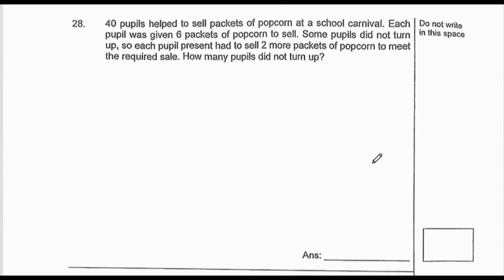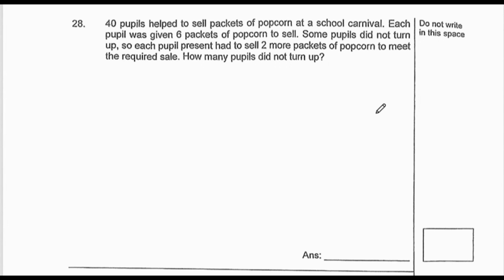Okay, question 28. 40 pupils helped to sell packets of popcorn at a school carnival. Each pupil was given 6 packets of popcorn to sell. Some did not turn up, so each pupil present had to sell 2 more packets to meet the required sale. How many students did not turn up?